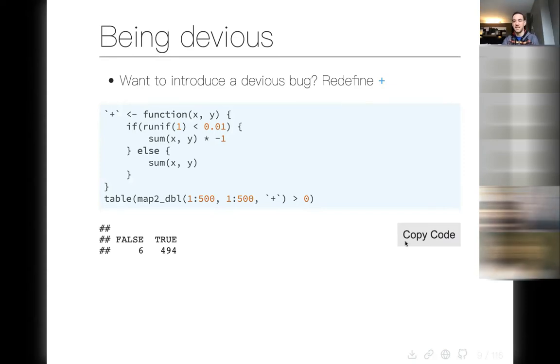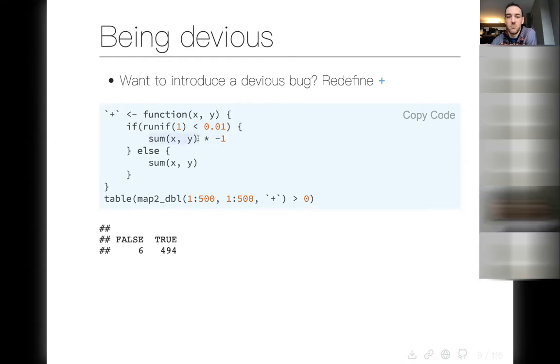So this is just another example of a devious little bug that you could introduce if you wanted to, which is you could redefine the plus operator, right? So I'm saying if some random number is less than 0.01, then I'm going to multiply the sum of x and y by -1. Otherwise, I'm just going to sum them. So very randomly, every once in a while, when you're using the plus, it's going to be negative, and it's going to make no sense why, right? And so that's a little dangerous. Like it seems like the plus should be protected, but it's not.